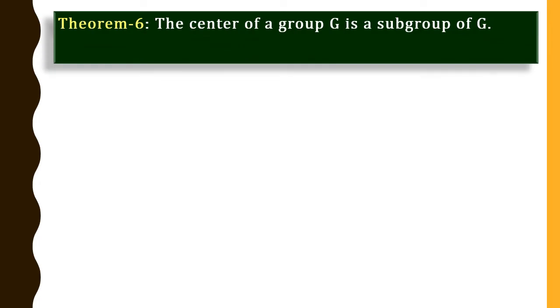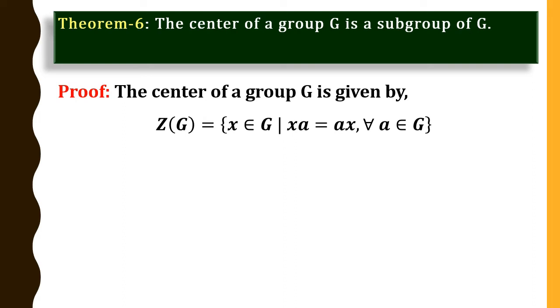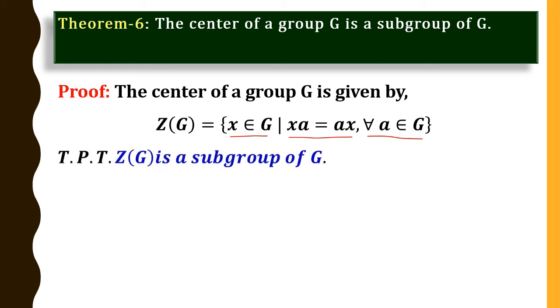Okay, now let us consider theorem 6. The center of a group G is a subgroup of G. We know that the center of a group G is given by Z(G), the set of all elements x belongs to G such that xa = ax, and it must be true for all a belongs to G. Let us prove Z(G) is a subgroup of G. Now we know that ea = ae, where e is the identity element. Since e is the identity element, ea is always equal to ae, and it is true for every element of G.